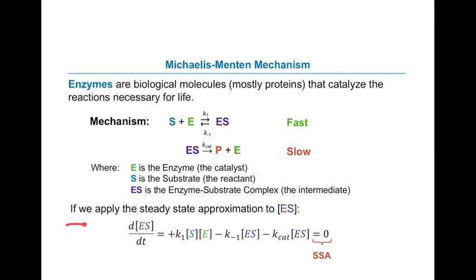If we do the steady state approximation, we can do the same thing. This last step, the rate of product formation, is just ES, this intermediate, times k cat. It's the same thing we did before, where that concentration times that constant must equal the rate of product formation. Now we have to come up with d[ES]/dt. It's going to be formed, broken down, and formed. That gives us 1, 2, 3 terms.